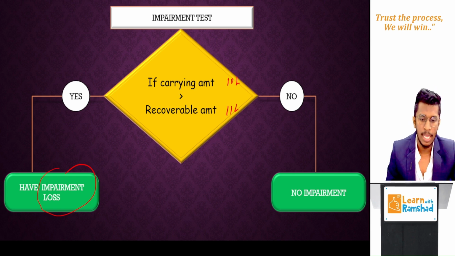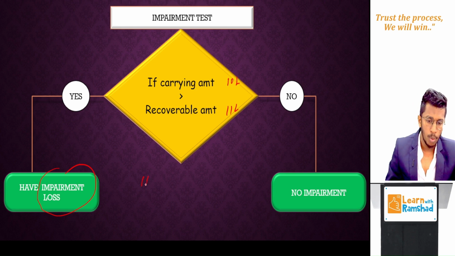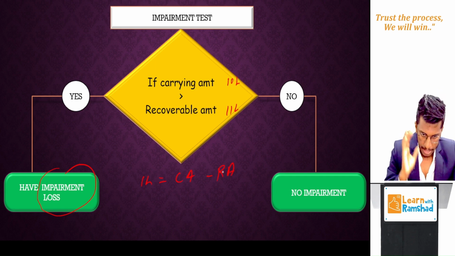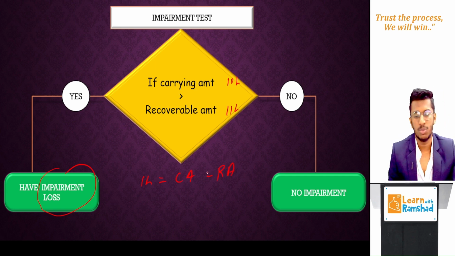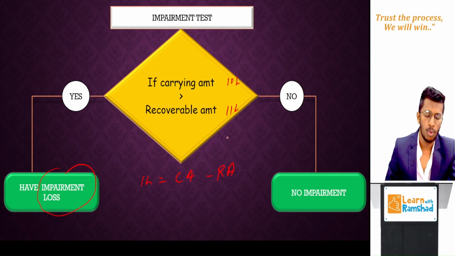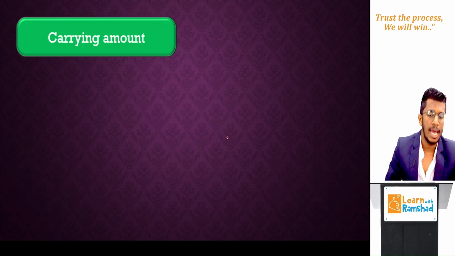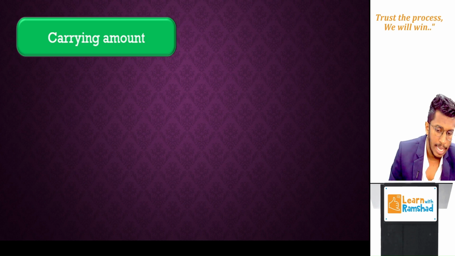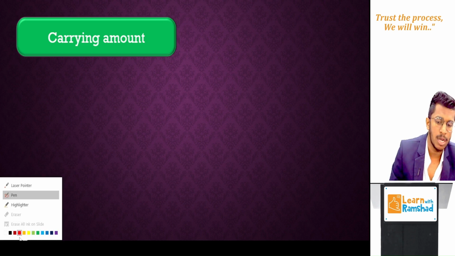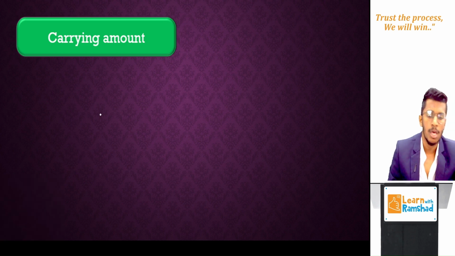So simply we can build a formula: impairment loss is equal to carrying amount minus recoverable amount. That's it. Now we have to see these two terms in detail. First of all, what is carrying amount? Remember, carrying amount simply means current book value.